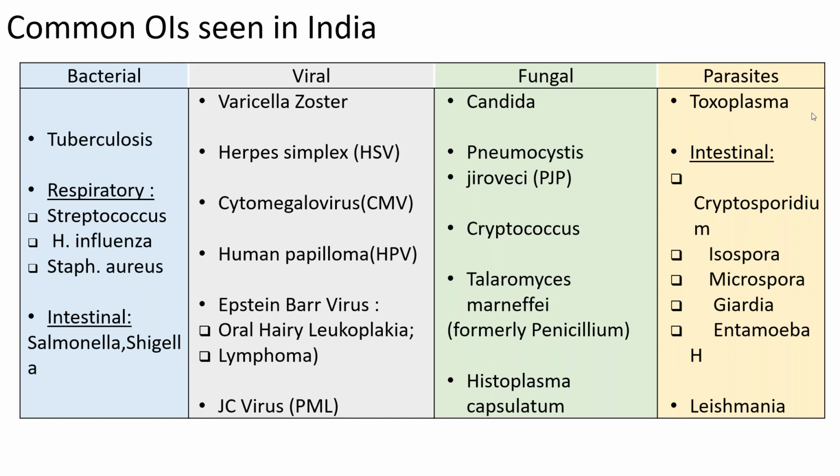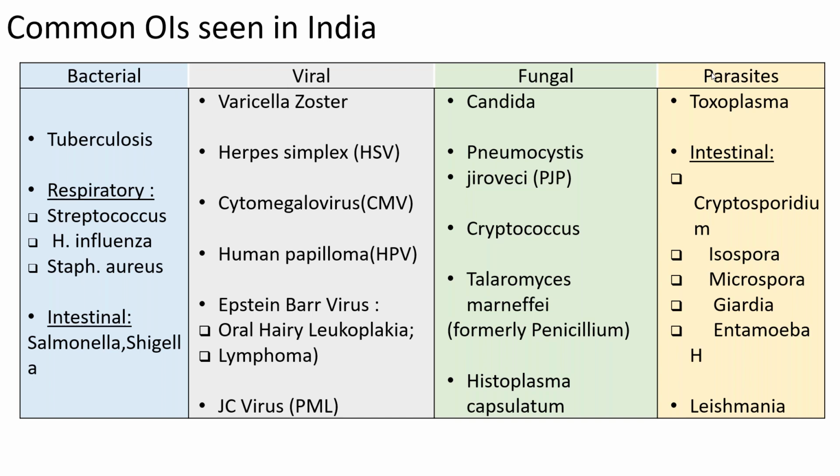Parasitic infections with toxoplasmosis, multiple intestinal parasites like Cryptosporidium, Isospora, Microspora. Never forget our old friends, Giardia and amoeba, and also Leishmania. So if you remember this by bacterial, viral, fungal, parasitic, you can remember them.